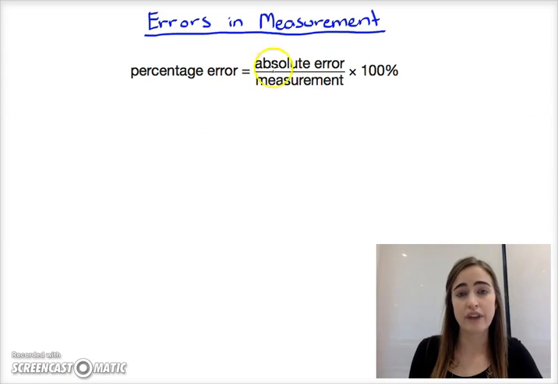So that level of accuracy is what we call the absolute error. We can use that absolute error to figure out what's called the percentage error. And that helps us tell how significant an error in measurement is. So let's have a look at an example.